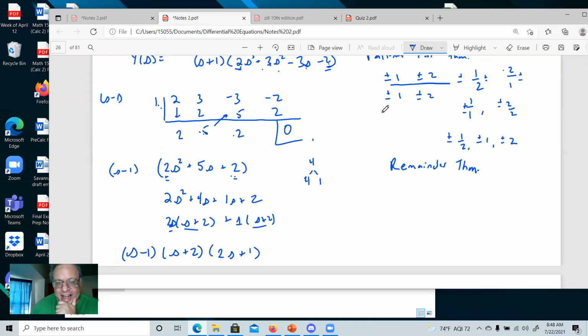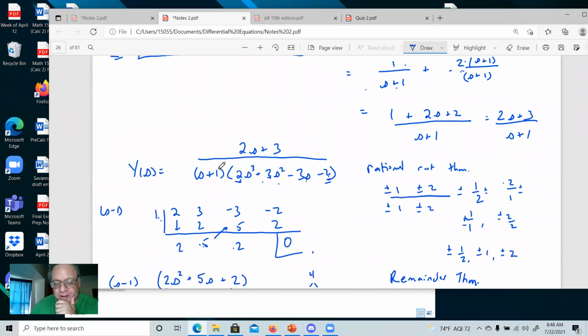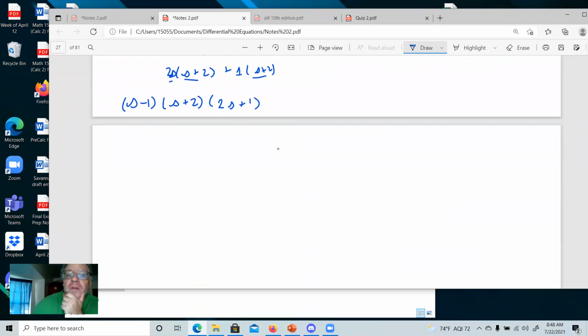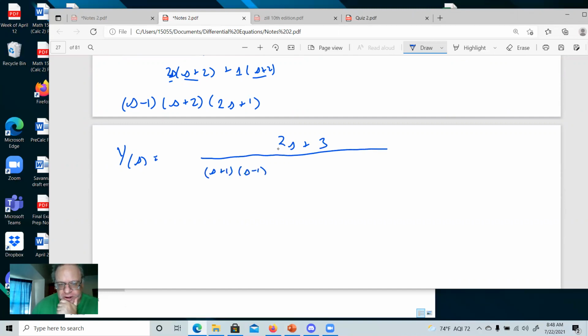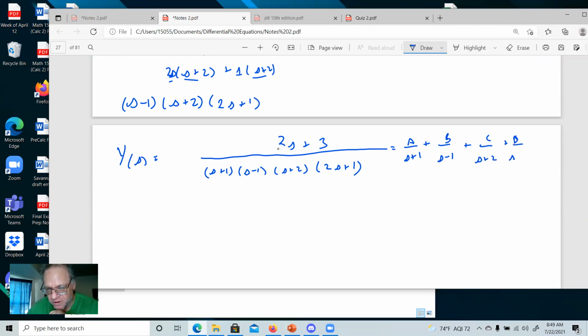Okay, now let's add to the fact that there's an s plus 1 in here. So the problem we're actually trying to solve is we have a 2s plus 3 here, and we have an s plus 1, and s minus 1, and s plus 2, and a 2s plus 1. All right. Now we got to do partial fractions on this, because we have an A over an s plus 1 plus a B over an s minus 1 plus a C over an s plus 2 plus a D over a 2s plus 1. Okay.